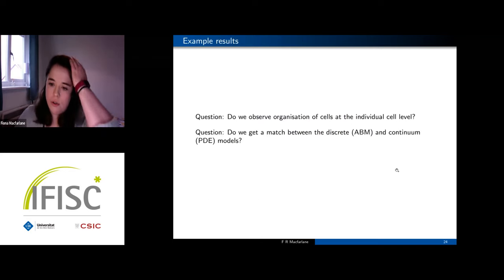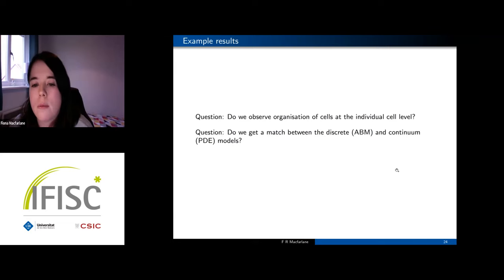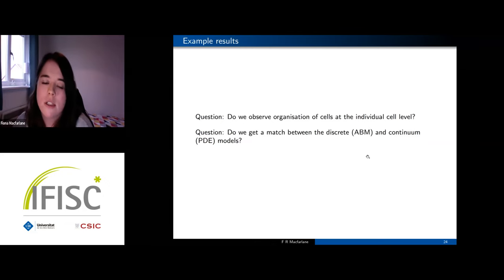So we've got these two forms of the model, and we want to then look perhaps at some numerical simulations for this and start to compare some of these models and start to think about what kind of questions we can ask with these models. As an example, some of the questions we might want to think about are, do we observe patterning or organization of the cells at the individual cell level? And do we get a good match between the agent-based model and the continuum PDE models?